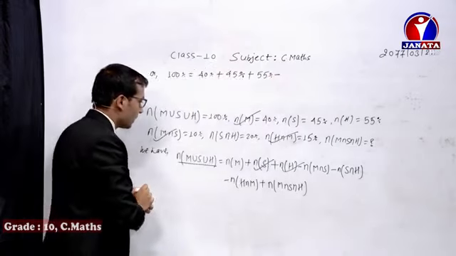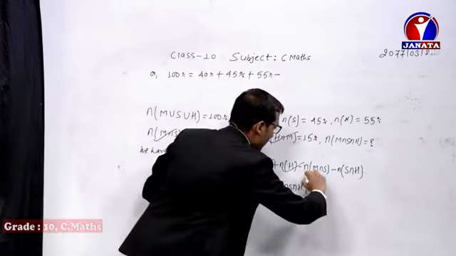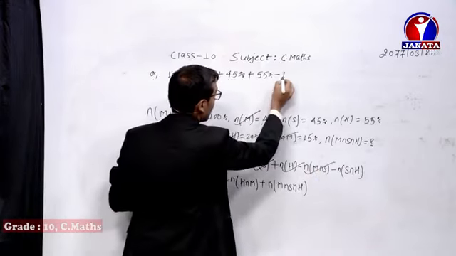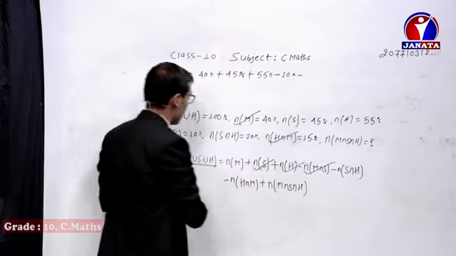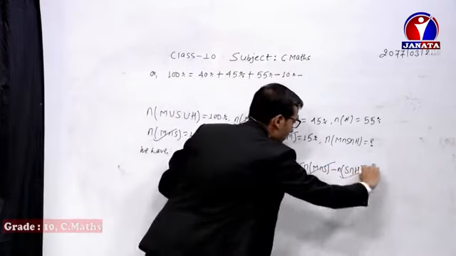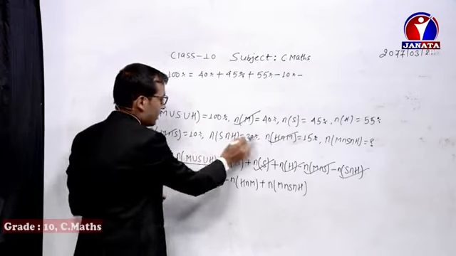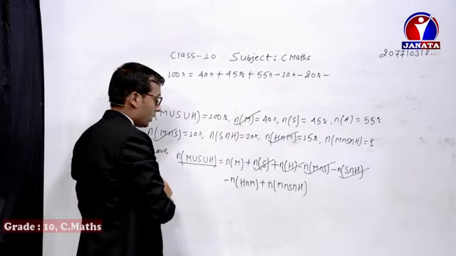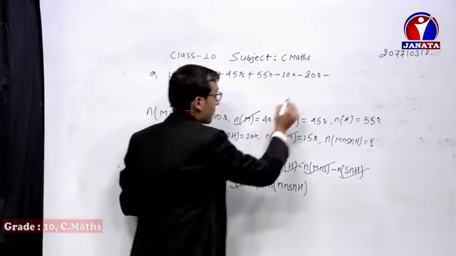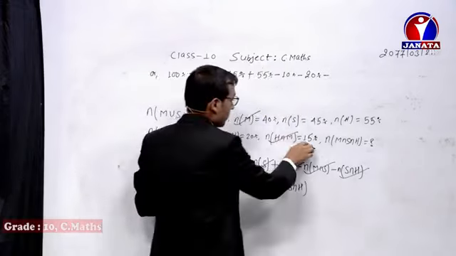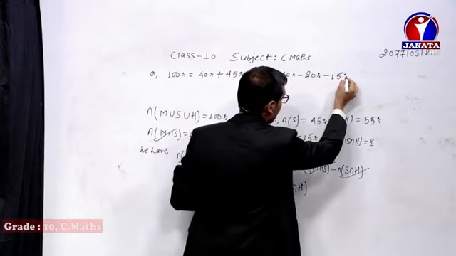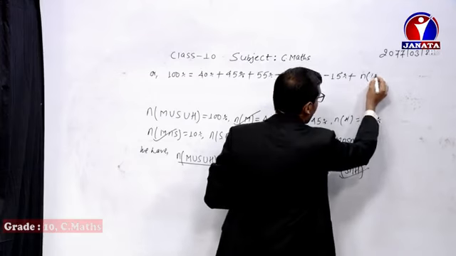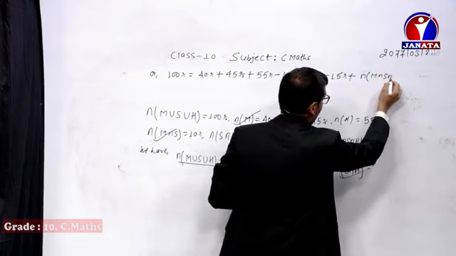Minus. Next is N of M intersection S. M intersection S is 10%, minus S intersection H. S and H is 20, it's 20%, minus what is H and M intersection? This is 15, plus the last term as it is, M intersection S intersection H.